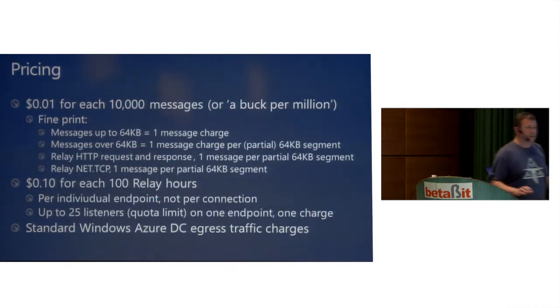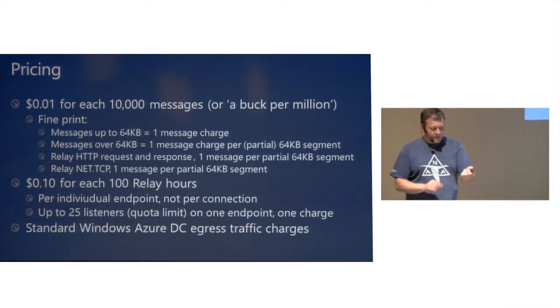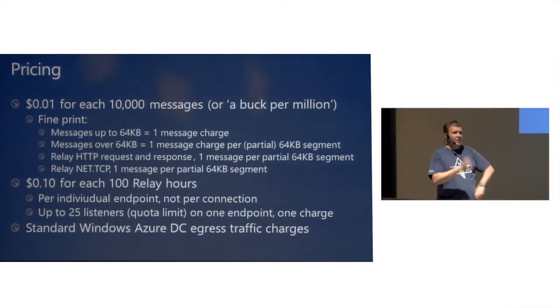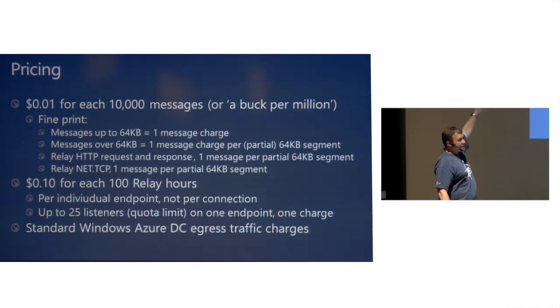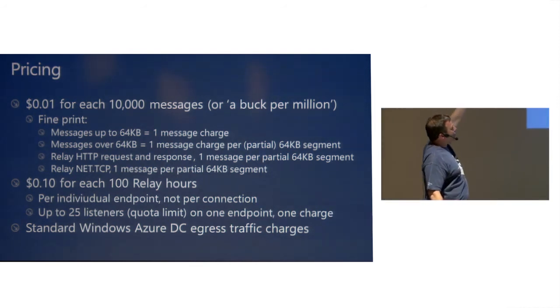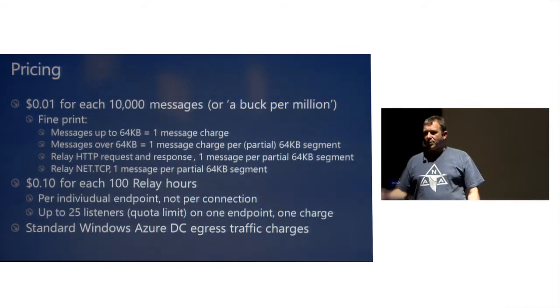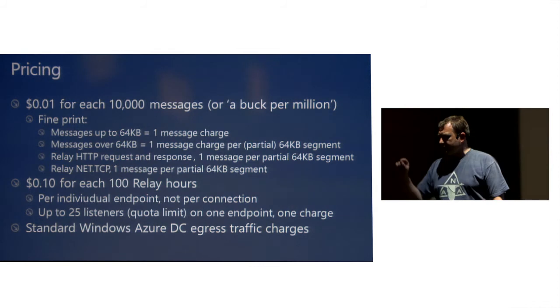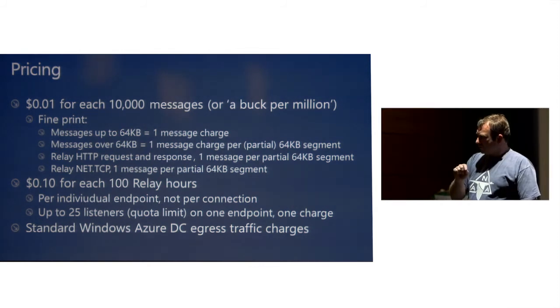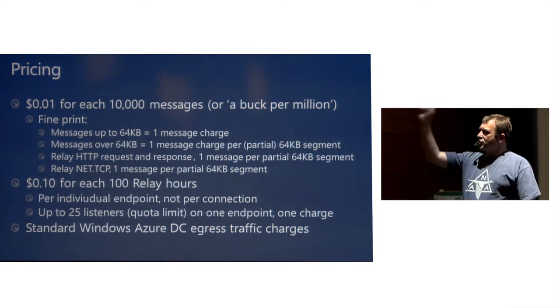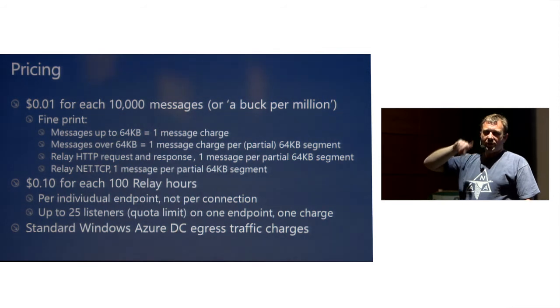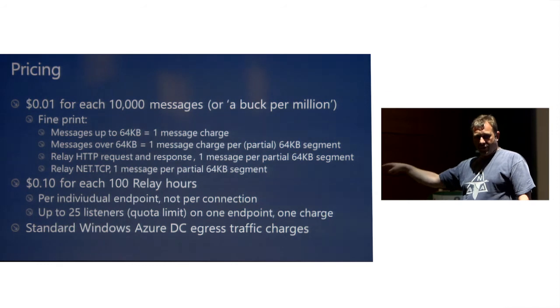Let me talk about pricing before we get there. And I promise that I'm going to be done in 5 minutes. Pricing: $1 for a million messages. A message is an operation, a 64K block or smaller. So if you send me a message and it's 128K, it's 2 messages in terms of charging. We're charging you when you send that message into the queue, but we also charge you when you get that message out of the queue.